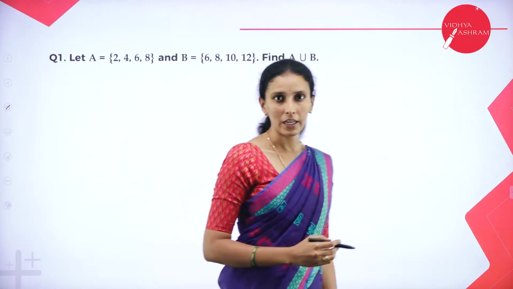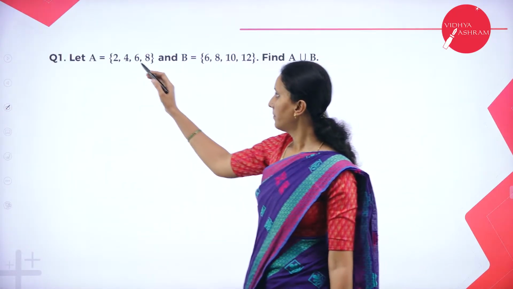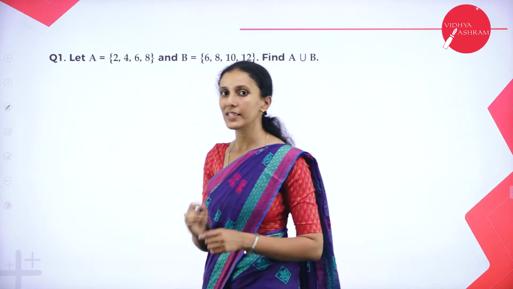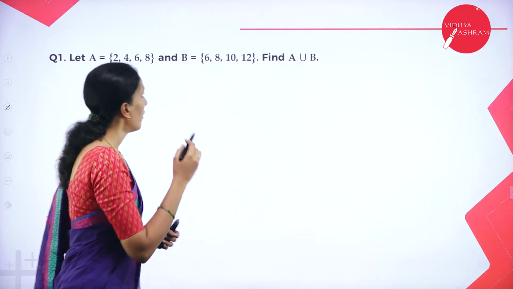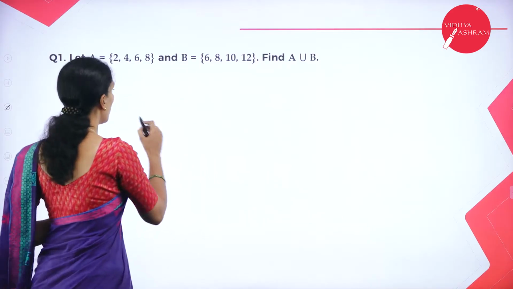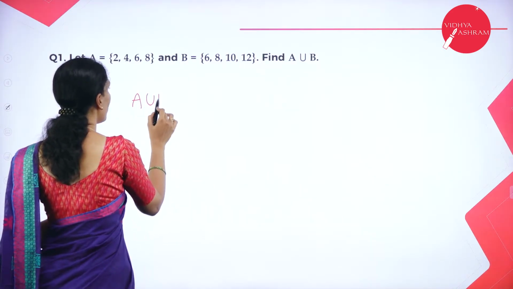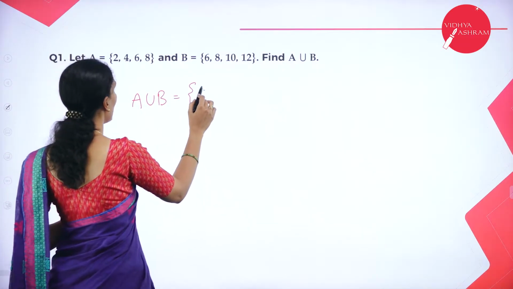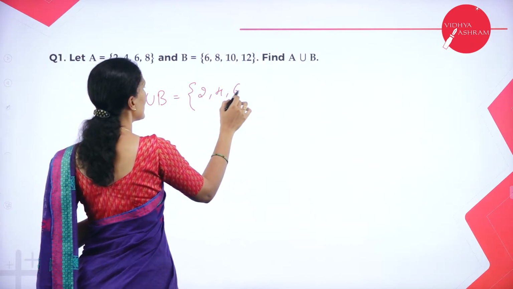So here I have taken an example. Let A is equal to {2, 4, 6, 8} and B is equal to {6, 8, 10, 12}. Find A union B. So what do you mean by A union B? All the elements from A as well as B. So write all the elements 2, 4, 6, 8.